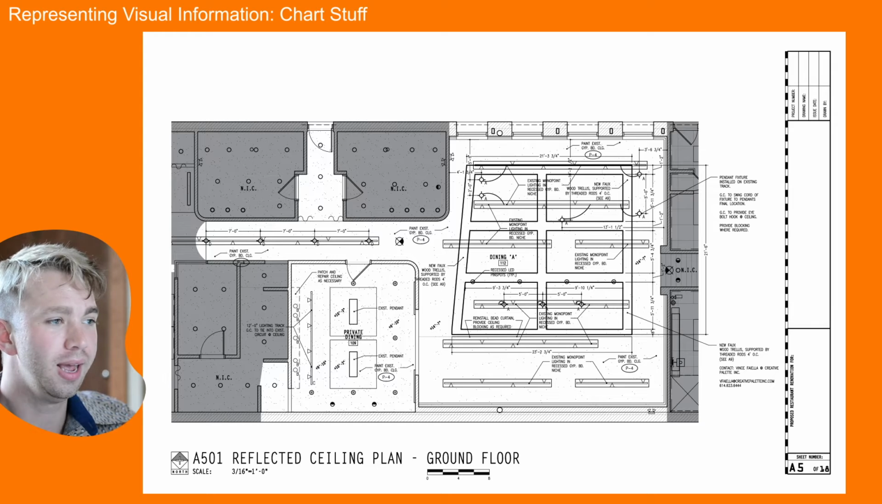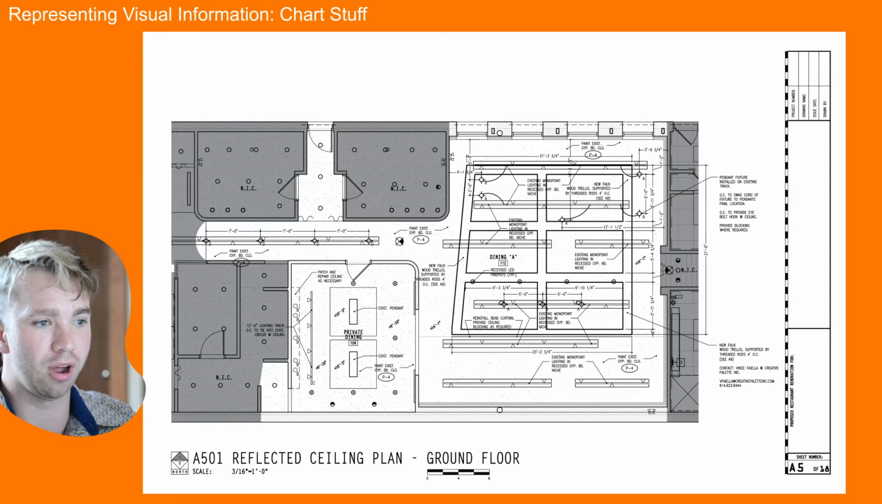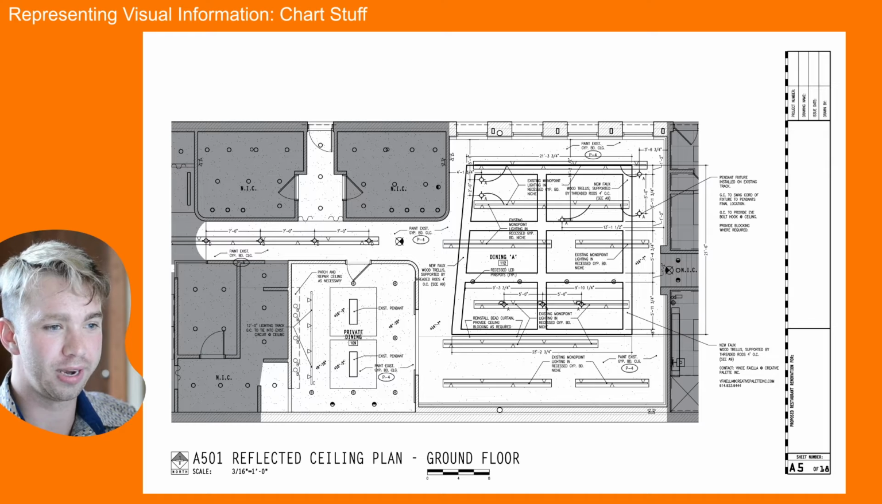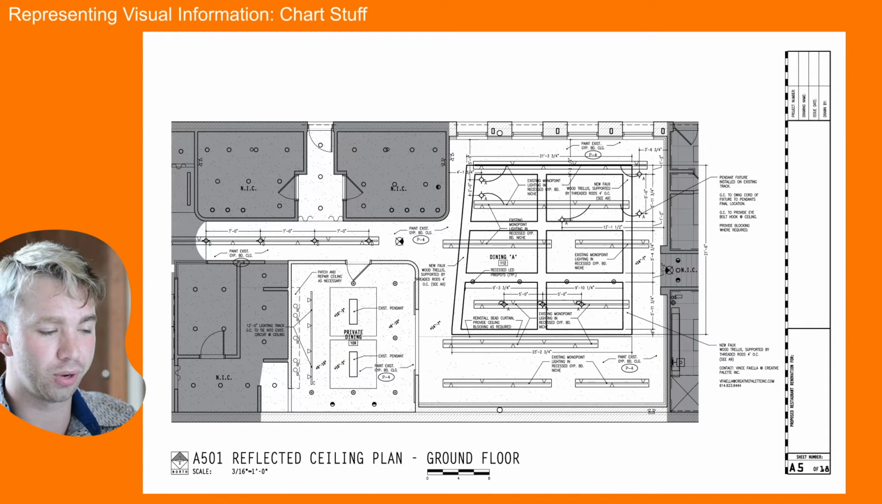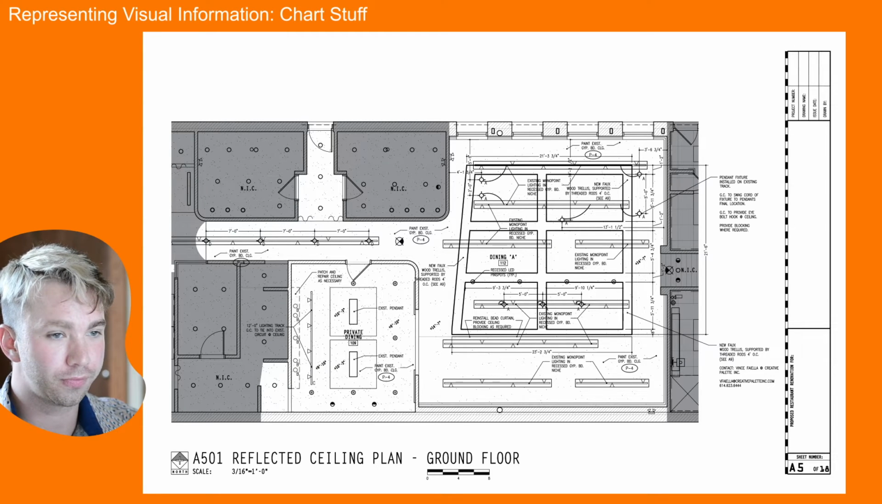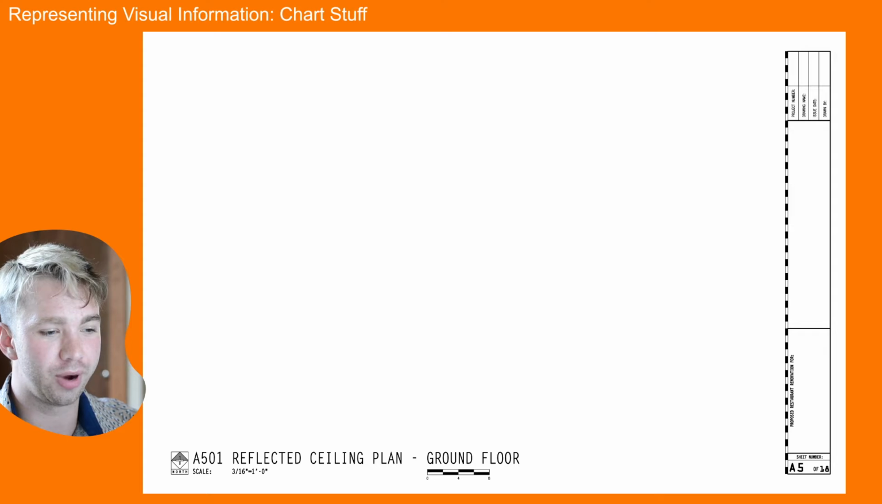So the first one is an architectural drawing. This is a very common construction document. I've redacted some of the information on the right side just for the privacy of the drawing maker. But I just wanted to start off with this one because obviously it relates to the topic we're talking about, which is architecture. And so if we remove all of the, what I'm going to call the body of this drawing, we are left with this chart stuff that I'm talking about.